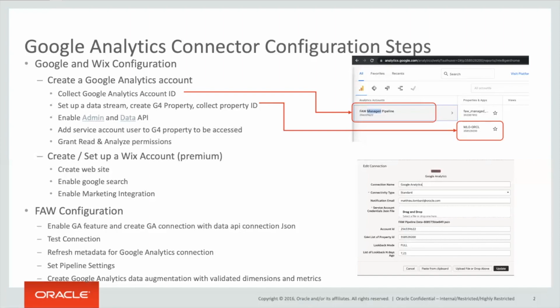We'll then set the pipeline settings after that, and we'll create a Google Analytics implementation with some of the dimensions and metrics that are available. In order for that to work properly, we need to make sure that the metrics and dimensions are consistent so that they're validated. So I'll walk you through how to confirm that, for specific dimensions, the metrics that are selected are actually compatible. So let's start with the Google Analytics account.